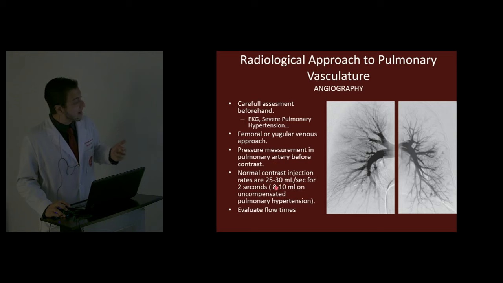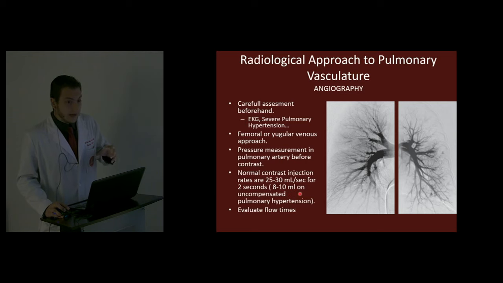Another thing is that there's a normal rate of contrast that you have to use in each time of the angiography. The normal rates are 25 to 30 milliliters per second for 2 seconds. But if you have an uncompensated pulmonary hypertension, you have to decrease the volumes of contrast injection to avoid right ventricular acute insufficiency.